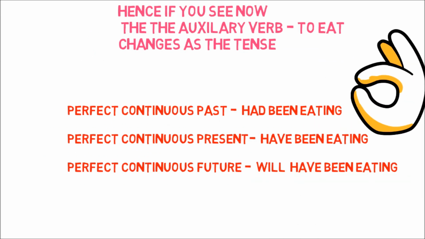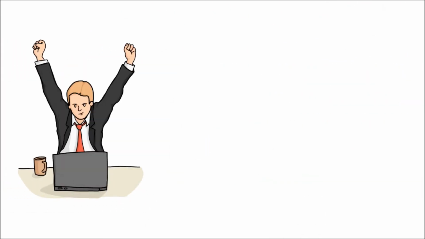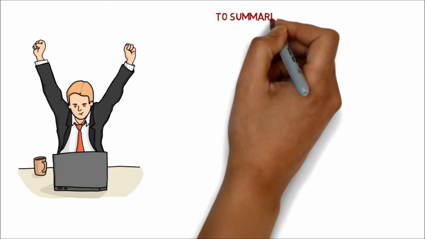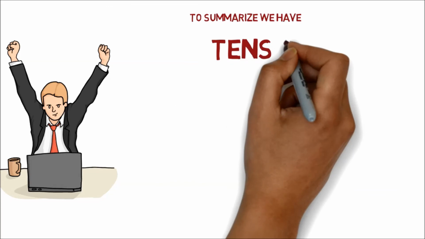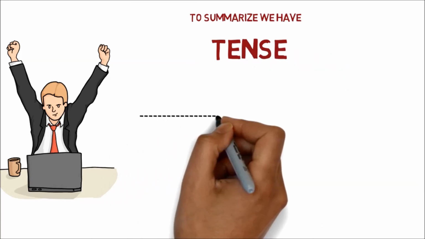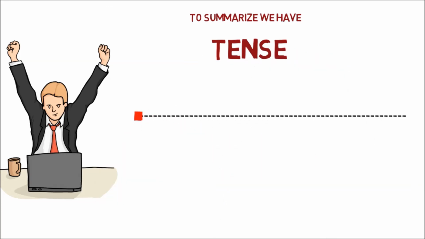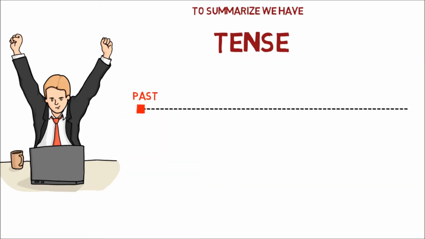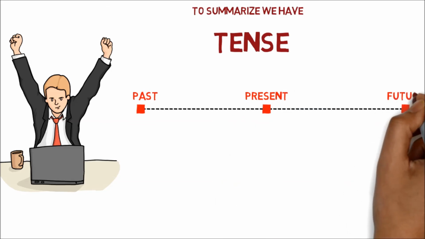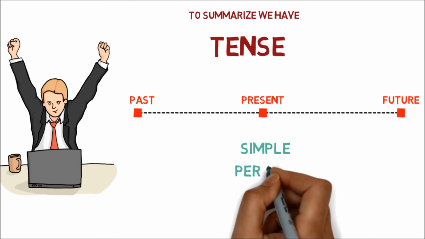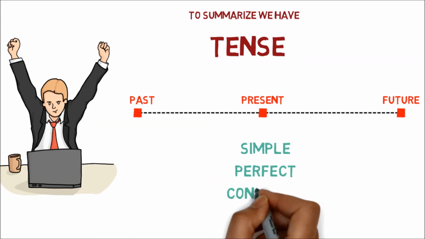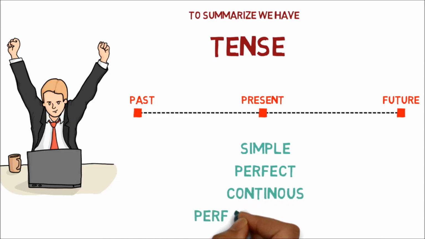Nice. So we are almost through and now we are done. So to summarize all the tenses we have learned today, let's take the timeline once again to show the tenses, the past, the present and the future. And further on we have simple tense, perfect tense, continuous tense and perfect continuous.